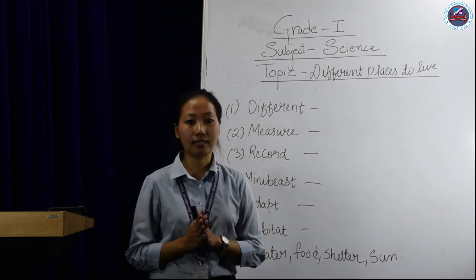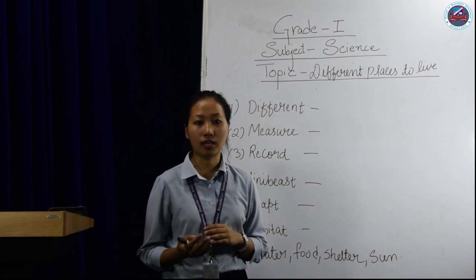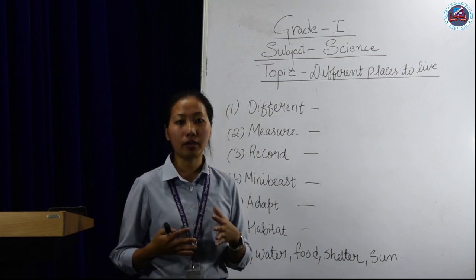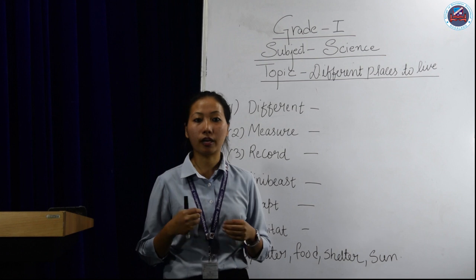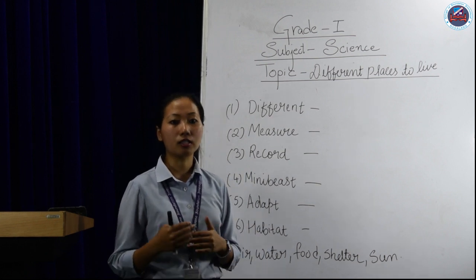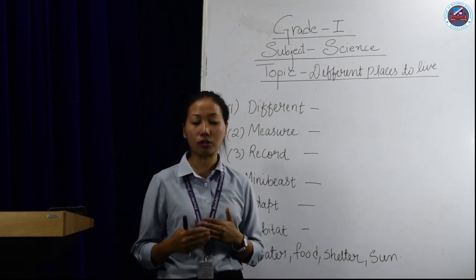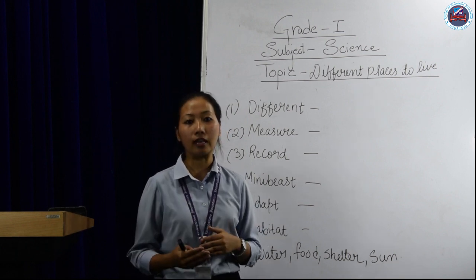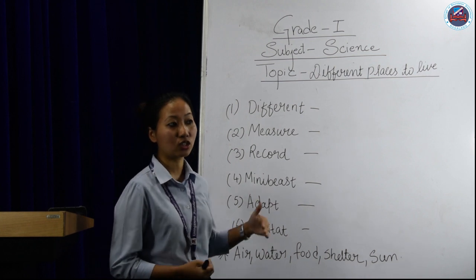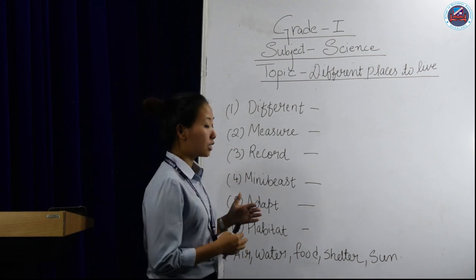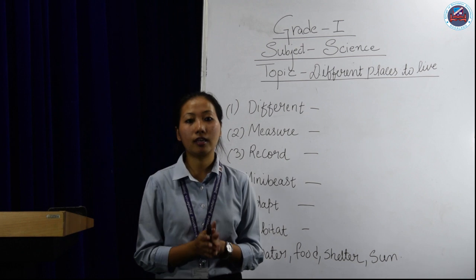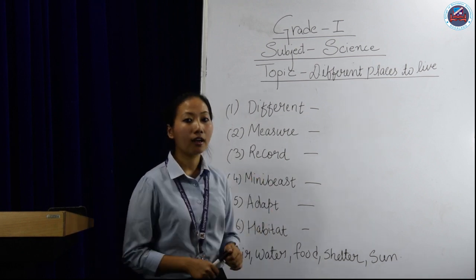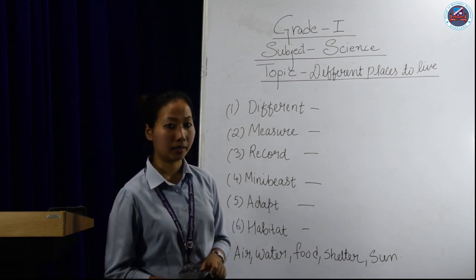The fifth one is adapt. Adapt means to adjust. For example, when you are in a new school or new environment, in the first phase you kind of feel uncomfortable, but slowly you try to fit in. You slowly try to get adjusted in that environment. You fit in that environment. So that is called adapt. Sixth one is habitat. Habitat is a place where an organism lives. Organism can be plants, fungi, or bacteria.